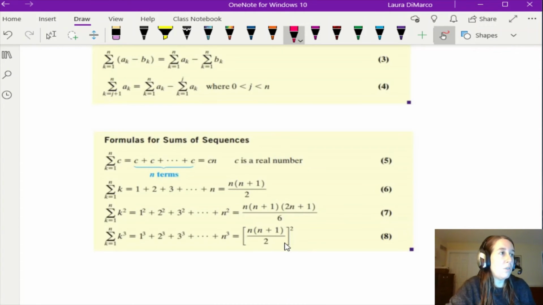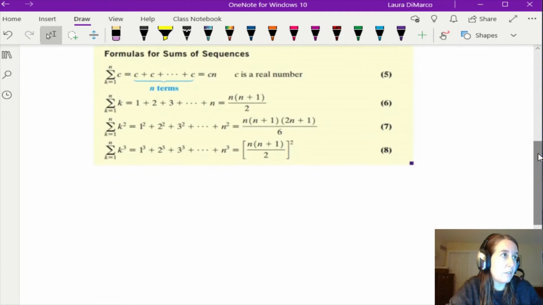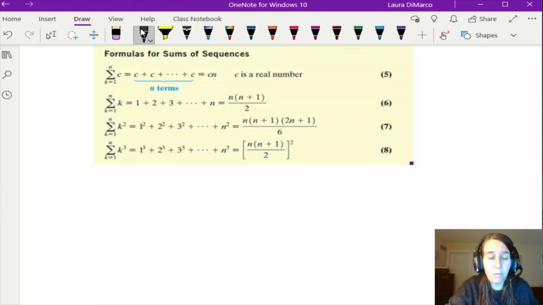Okay, so using all these properties, let's do a couple examples to show how to use the properties and the formulas. So again, if you print that page out with the sequences, I think it will be helpful because then you can refer to them.